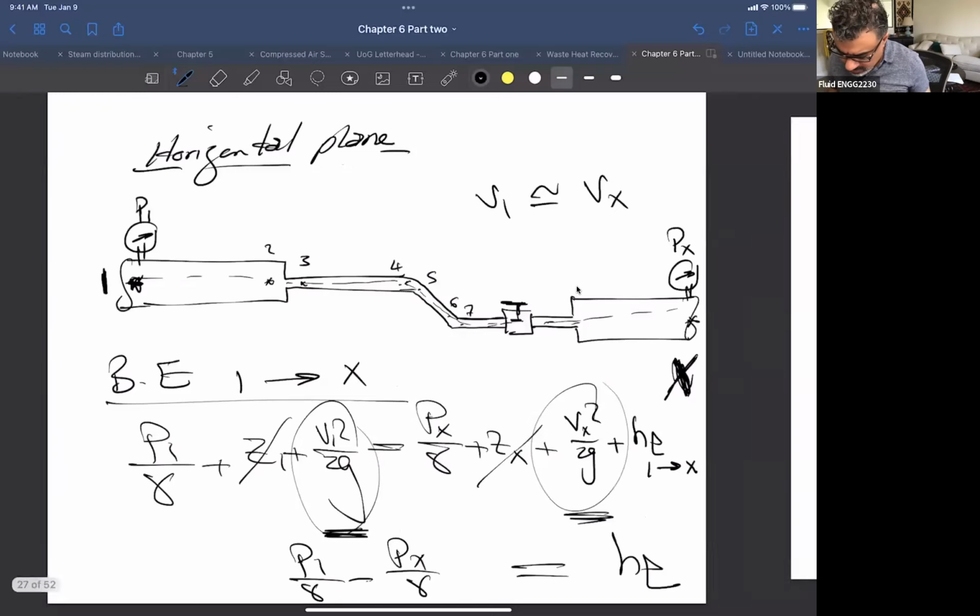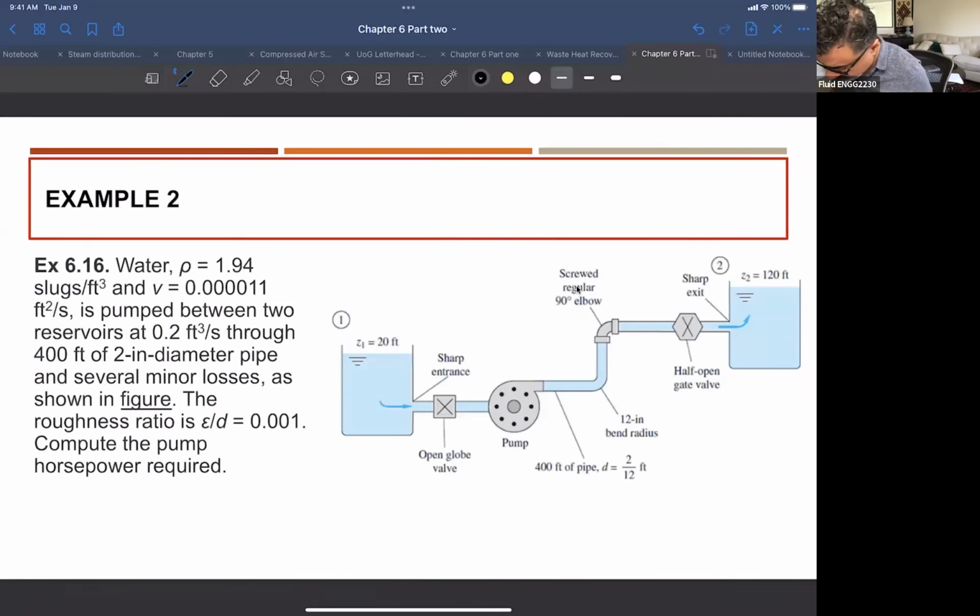Okay, so let's look at this problem here so you can understand what we're talking about. We have two tanks here, and the dimensions are given in feet, and the density is given in slugs per cubic foot, so in the British system. And the kinematic viscosity, in square feet per second, is pumped between the two reservoirs at 0.2 cubic feet per second. So this Q, or the flow rate, between these two tanks is 0.2 cubic feet per second.